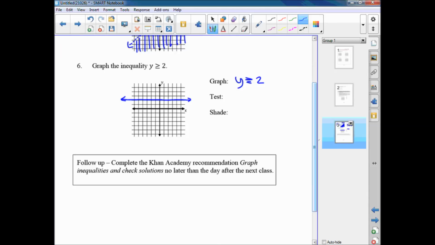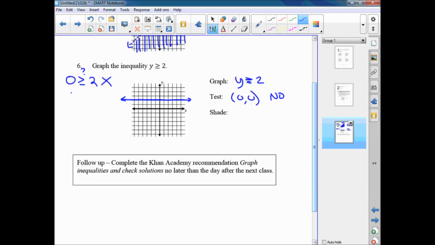And now we can test again, and I'm going to test once again 0, 0. It's always the easiest point to test, and as long as 0, 0 is not on our boundary line, we can use that point. If 0, 0 happens to be on the boundary line, then you have to pick any other point that's not on the boundary line. So I'll test 0, 0. I just plug in 0 for y, and I want to know, is 0 greater than or equal to 2? And this is no, 0 is not, so this doesn't work. So our test is no.